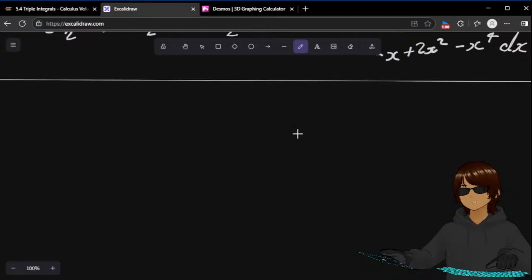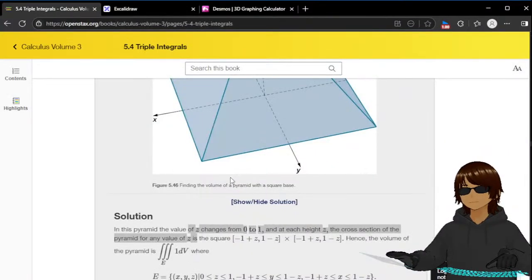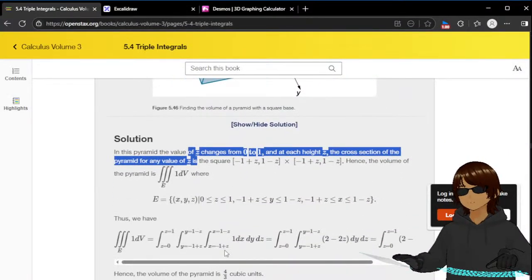So, like in a 2D version calculating the area, we're calculating the volume of this. So we have dz and then dy and then dx, right? And then we are calculating the volume of this, volume of this, volume of this, and so on for all the z's. So we're going through x from minus 1 plus z to 1 minus z.